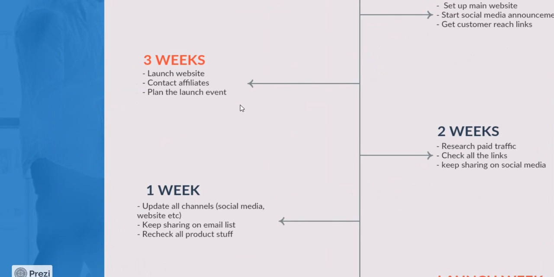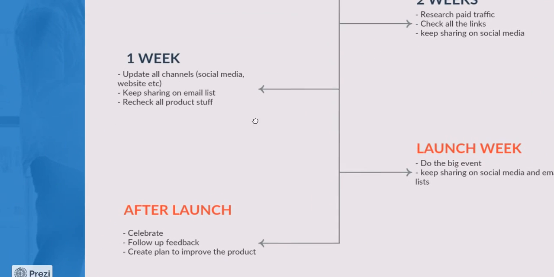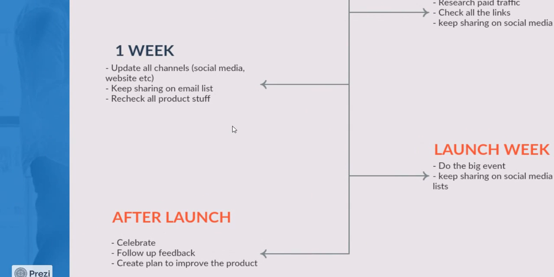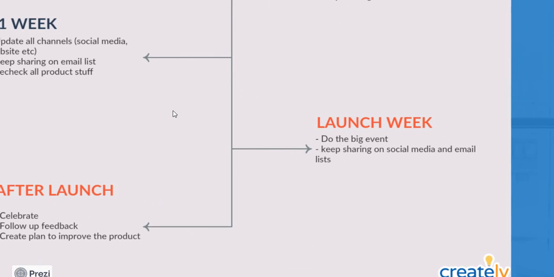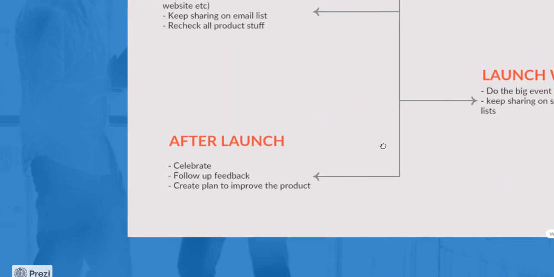3 weeks before, you launch the website, contact affiliates, plan the launch event. 2 weeks before, you research page traffic, check all the links, make sure they're all working, keep sharing on social media. 1 week to the day, you update all channels, social media, website. You keep sharing on email lists. Recheck all product stuff and also the stock that you have, enough for the sales. The launch week, do the big event. Keep sharing on social media and email lists.